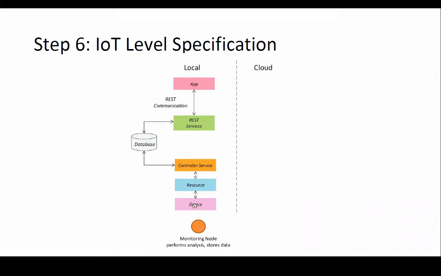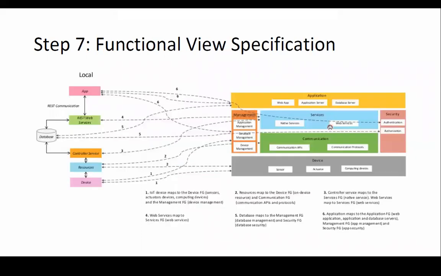So there is one device, it is going to use some resources, then it will have some control services. Those control services will access some data available from the database. Then it is going to use some services for processing on data, and at the end that data is given to the application for user interaction purposes. So this is step 6, that is the IoT level specification of the home automation system.